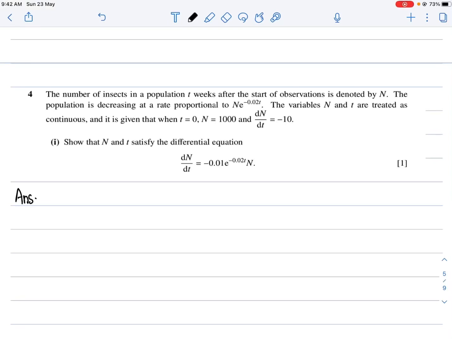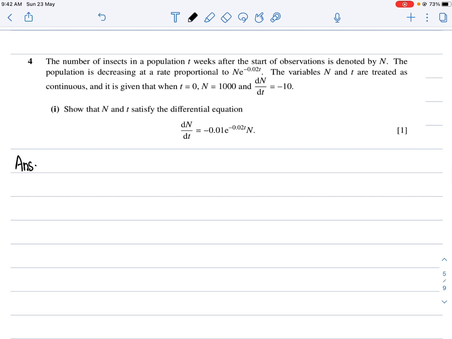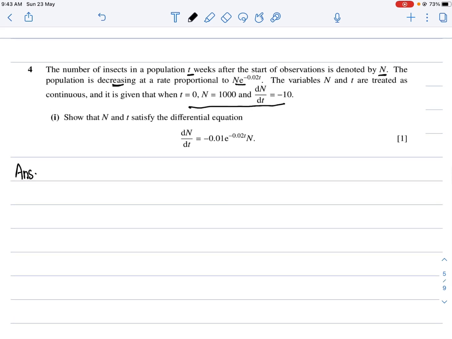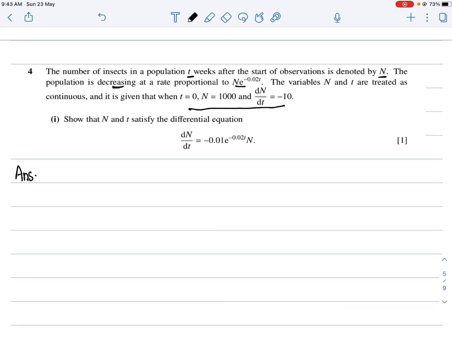This is the fourth question of the paper. As you can see, there is a number of insects with a population N after t weeks from the start of the observations. The population is decreasing at a rate proportional to this. The variables N and t are treated as continuous, and it is given that... So now we need to show that N and t satisfy this differential equation.